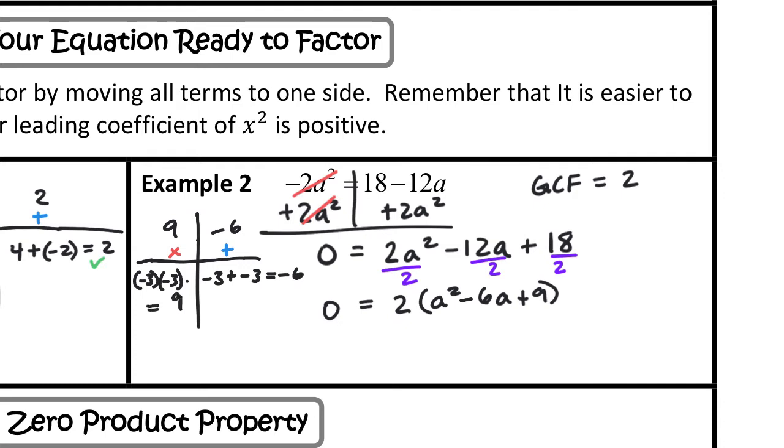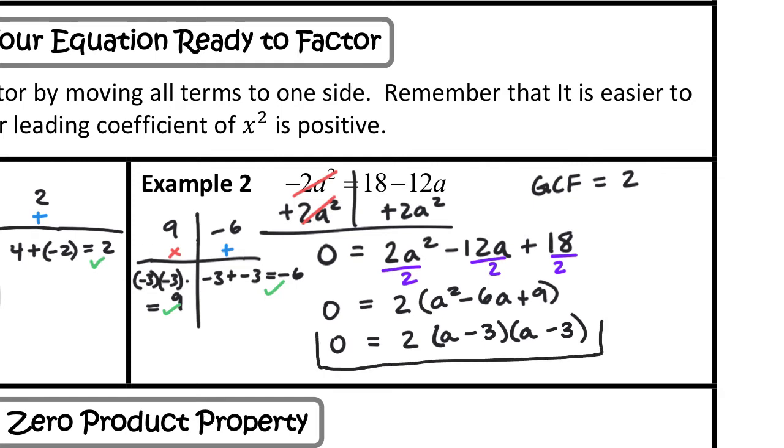This gives me +9, right? So I get check marks here, and so I end up getting 0 equals 2. Then I'm going to put 2 parentheses. The letter they're using is A. And the numbers that worked were -3 times -3 gave me 9, and -3 plus -3 gave me -6. So I'm going to have a -3 here and a -3 here. Awesome. So this is just factoring.